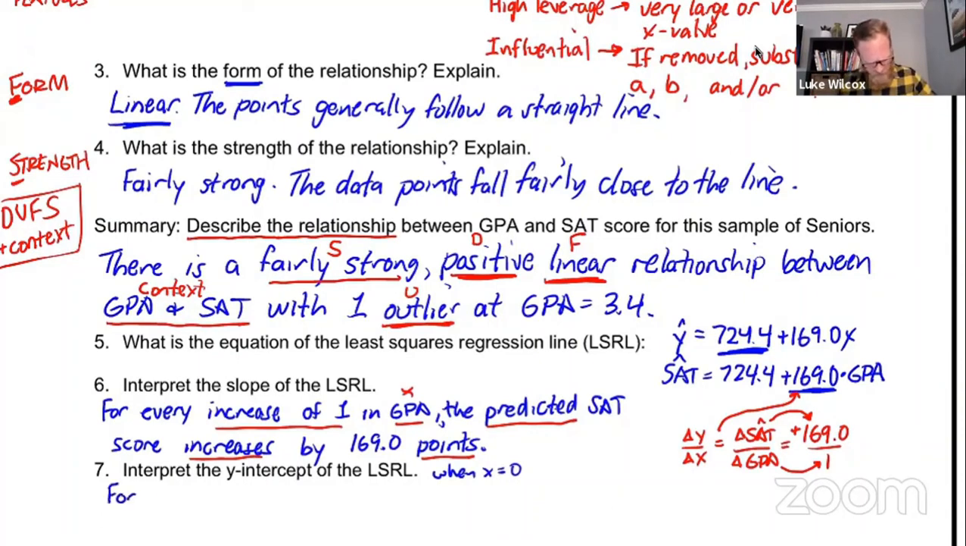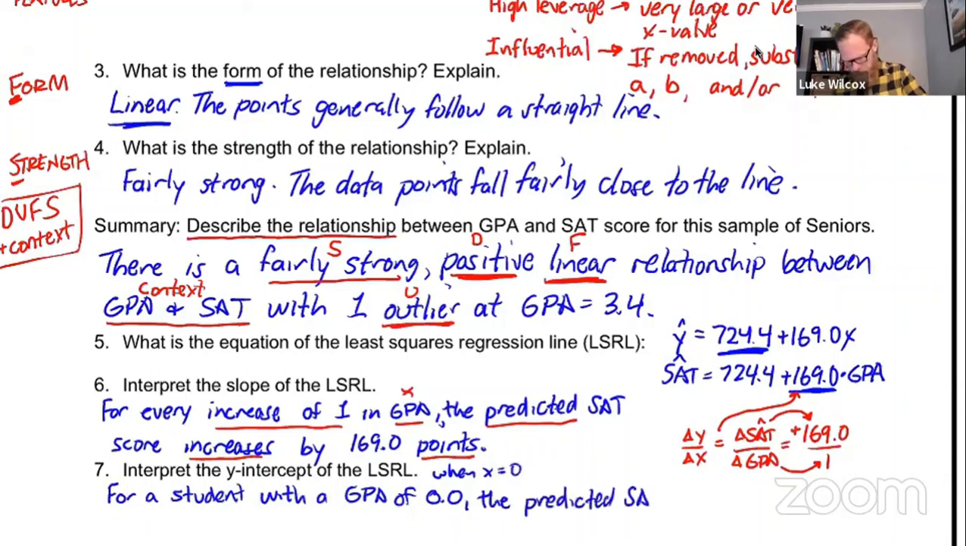It says, for a student with a GPA of 0, the predicted SAT score is whatever the y-intercept is, 724.4. So while that doesn't necessarily make a whole lot of sense, I suppose it's possible there could be a student with a GPA of 0.00, but you do need to know how to interpret the y-intercept in the context of a problem.